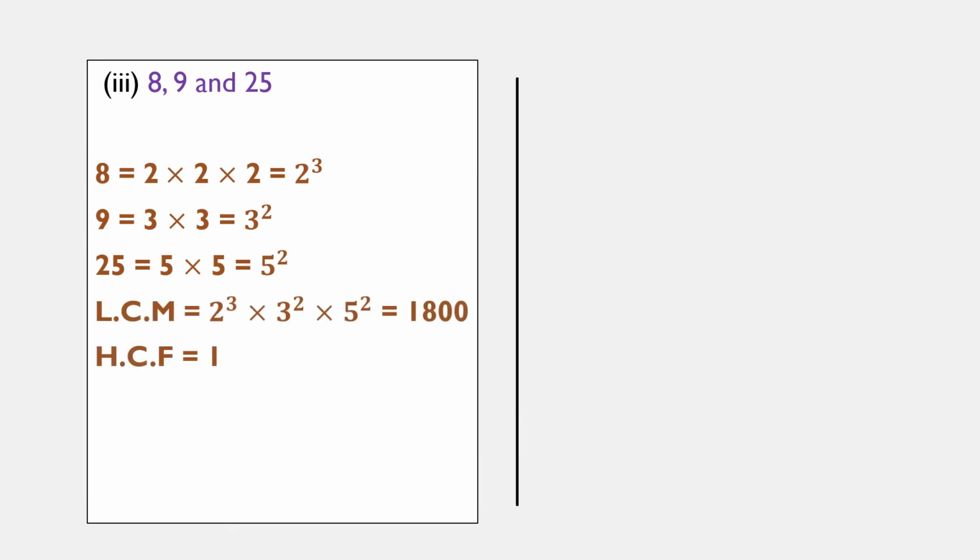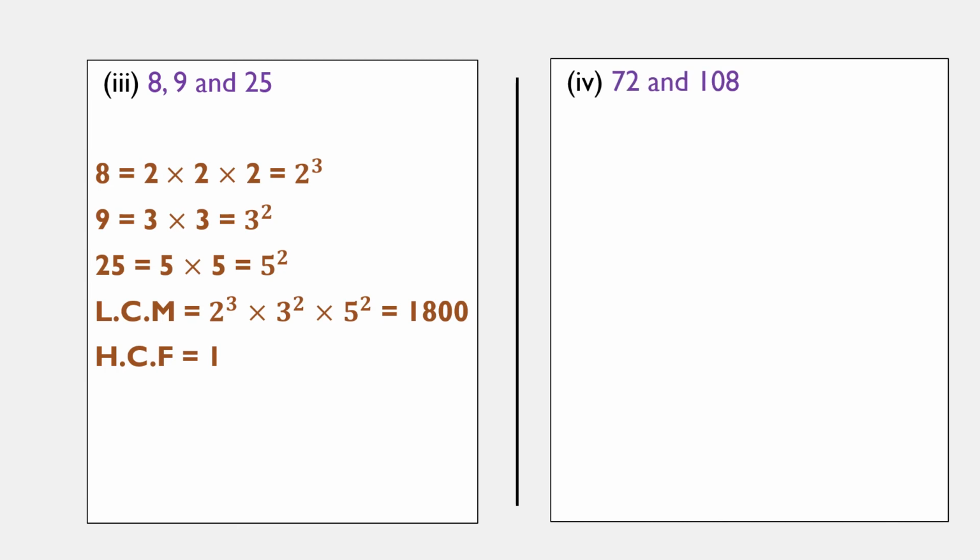As there is no common factor, I wrote HCF as 1, and LCM is the product of the numbers only, because common things are not there and the other numbers' greatest powers are these. So if you multiply, you will get 1800. Okay. Now the next problem is 72 and 108.